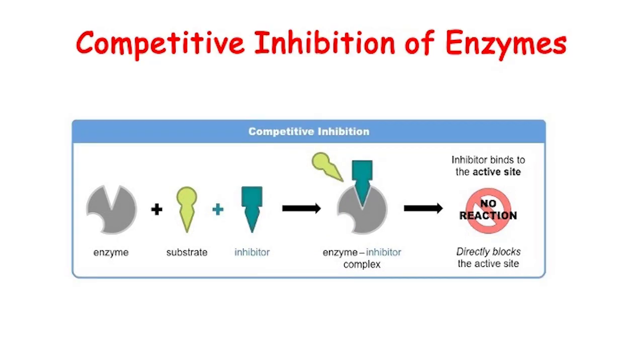Competitive inhibition involves another molecule that actually competes for the active site with the substrate. If the inhibitor binds to the active site, the product will not be formed. What determines whether the inhibitor or the substrate binds to the active site is the concentration. The molecule in the highest concentration tends to bind more often.